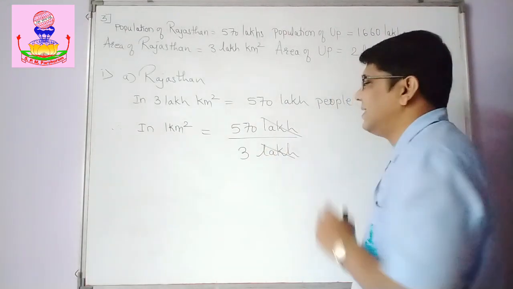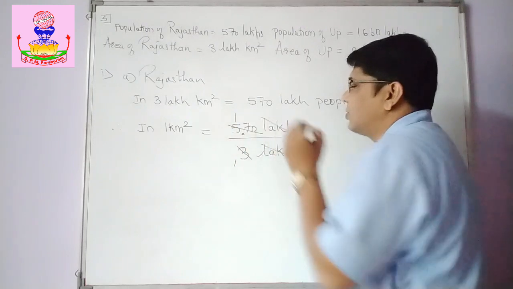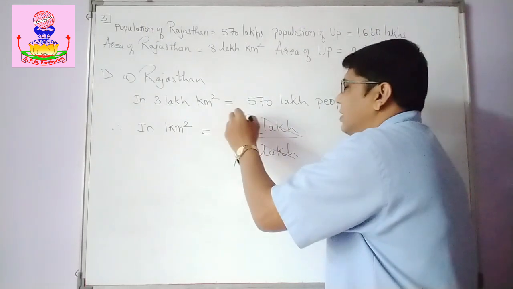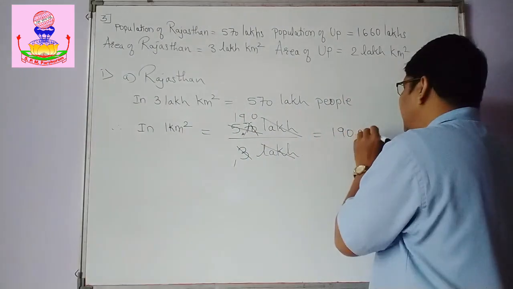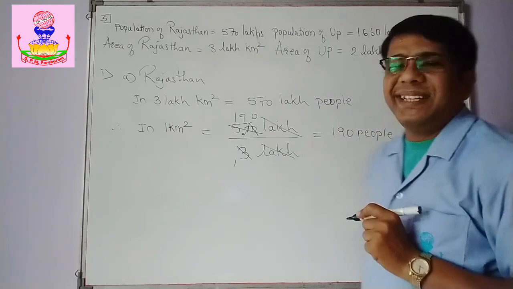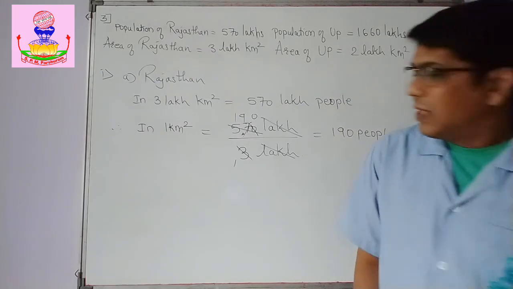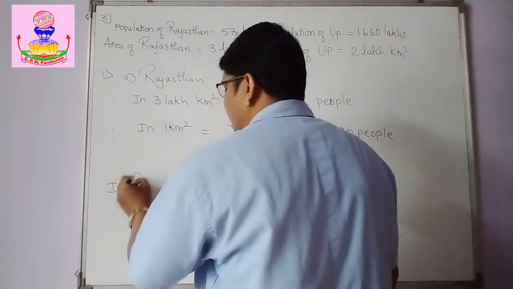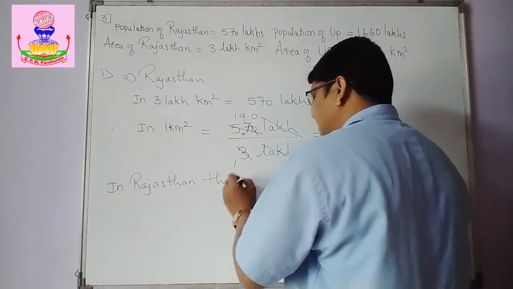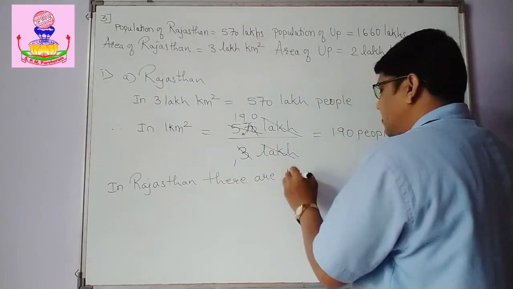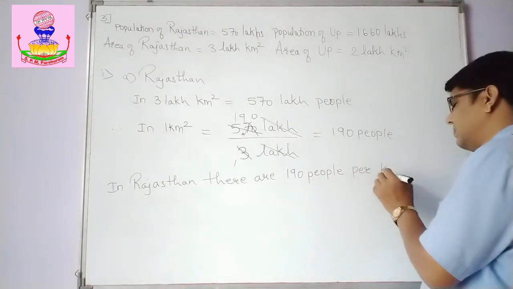Okay. So lakh gets cancelled. So 3 ones are 3, 3 ones are 3, remainder 2, 27. 3 nines are 27, zeros are 0. So in 1 kilometer square, how many people are there? 190 people. Okay. So in Rajasthan, there are 190 people per kilometer square.